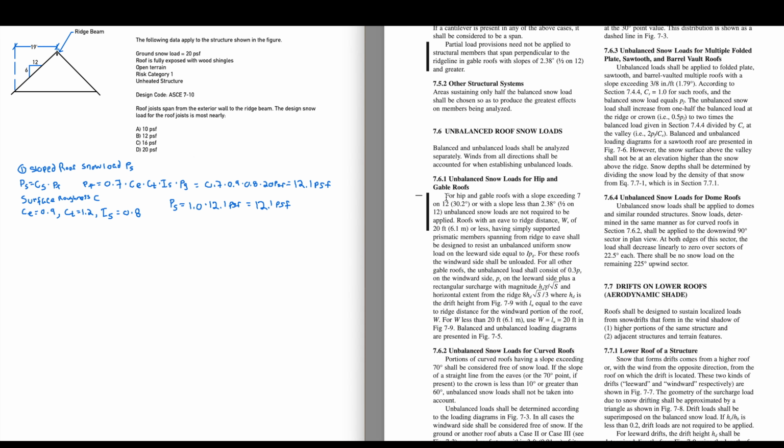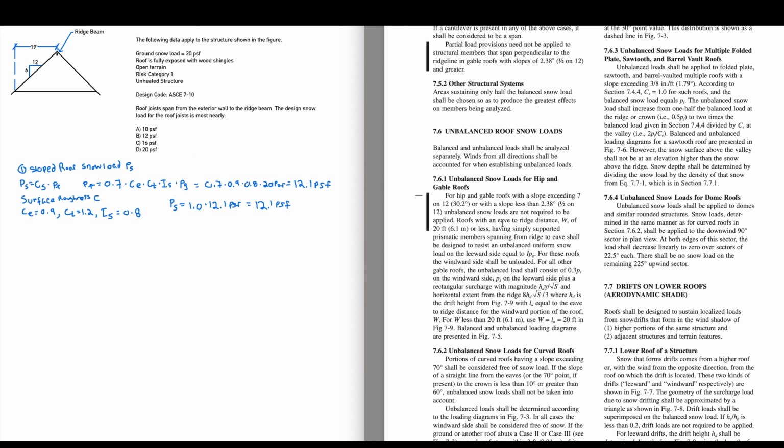So 7.6.1 says for hip and gable roofs with a slope exceeding 7-on-12 or with a slope less than 2.38 degrees, unbalanced snow loads are not required to be applied. So do we fall within that category? No, because our slope does not exceed 7-on-12. Our slope is 6-on-12. Okay.